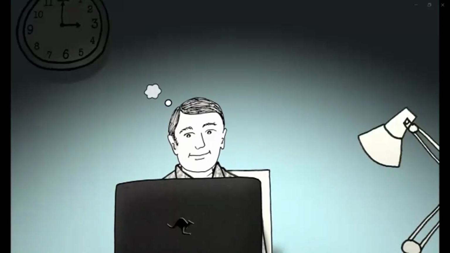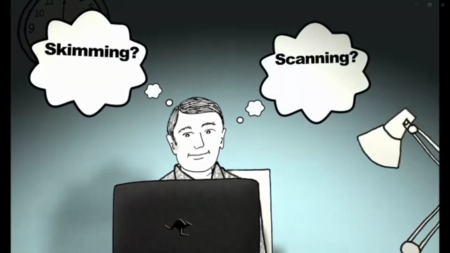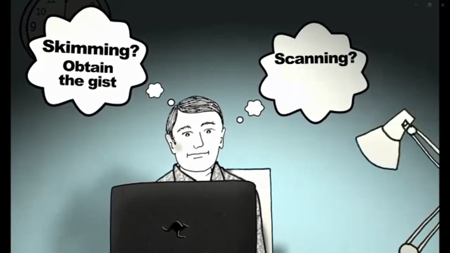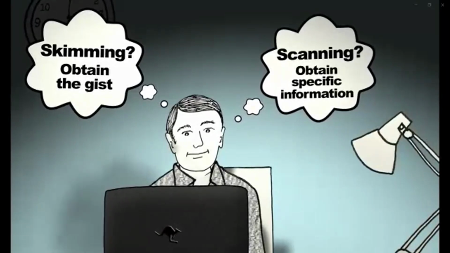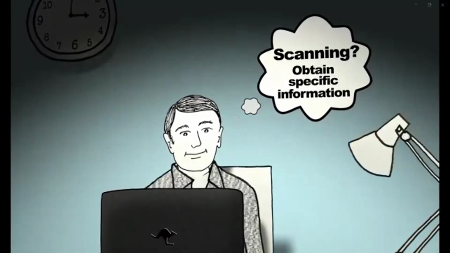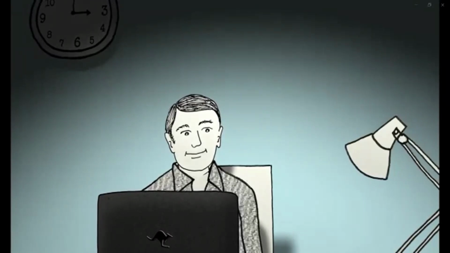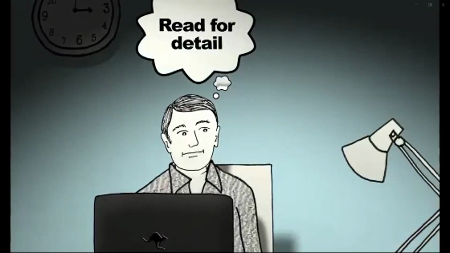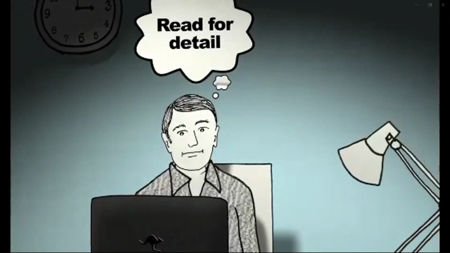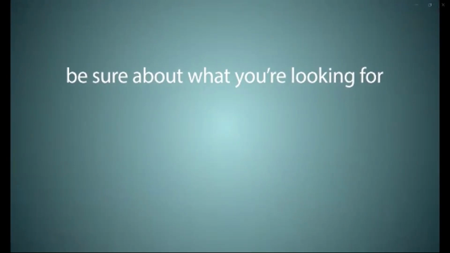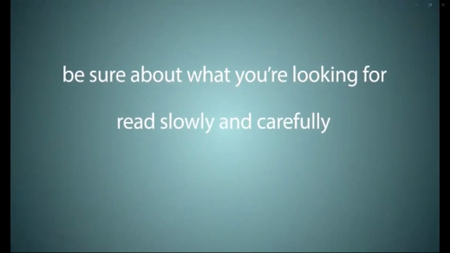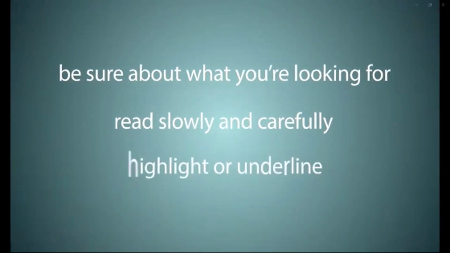How is skimming different to scanning? Skimming is used to obtain the gist of a piece of text. Scanning is used to obtain specific information from a piece of text. Once you have skimmed and scanned, to find the piece of information you need, you then read for detail. What is reading for detail? Well, you should be sure about what you are looking for, and you should make sure that you read slowly and carefully. If you find it helpful, you can use a highlighter or underline keywords or phrases.